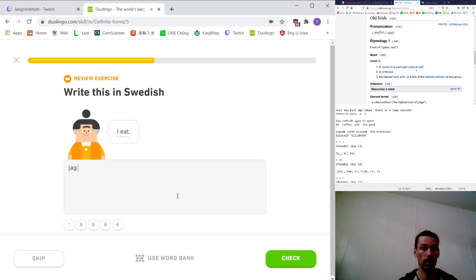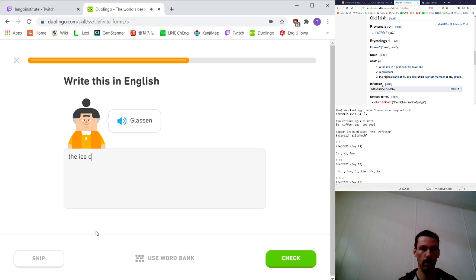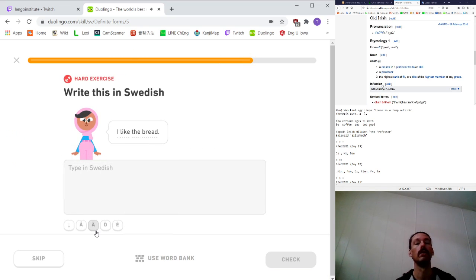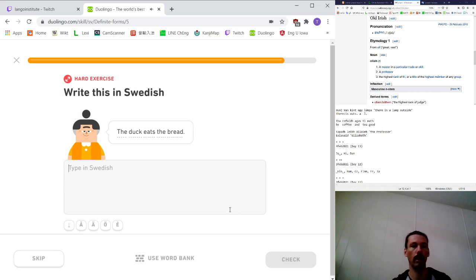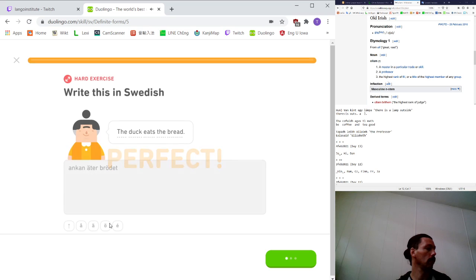Jag äter glassen. The ice cream. Hon älskar boken. She loves the book. Jag tycker om brödet. I think das Brot, neuter stays neuter. Ankan äter brödet. Nothing to it.